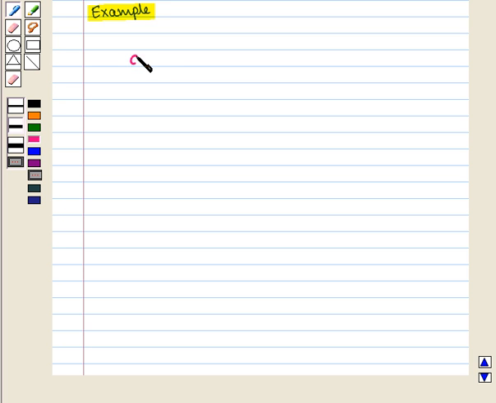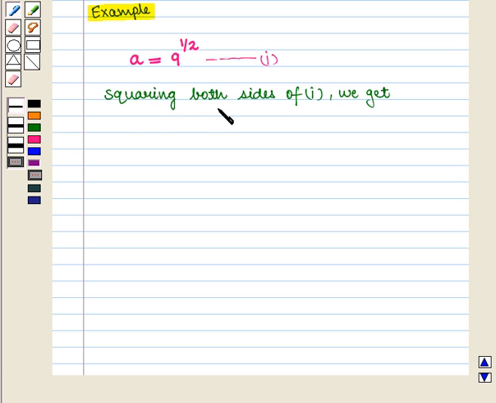Suppose we are given that a is equal to 9 raised to power 1 by 2. Let us name this equation as equation number 1. Now, squaring both sides of equation number 1, we get a square is equal to 9 raised to power 1 by 2 whole square, which implies that a square is equal to 9. Let us name this as equation number 2.